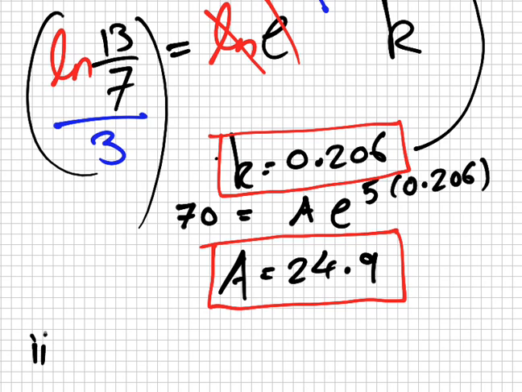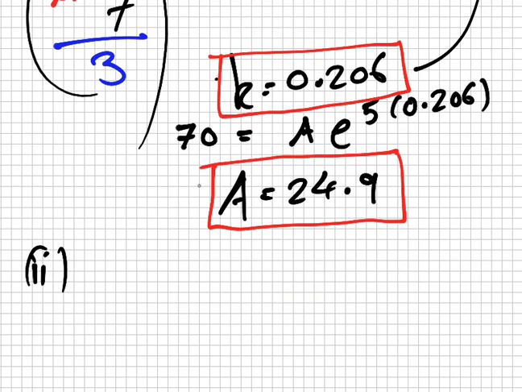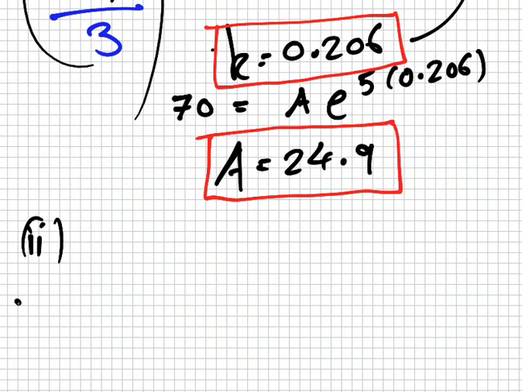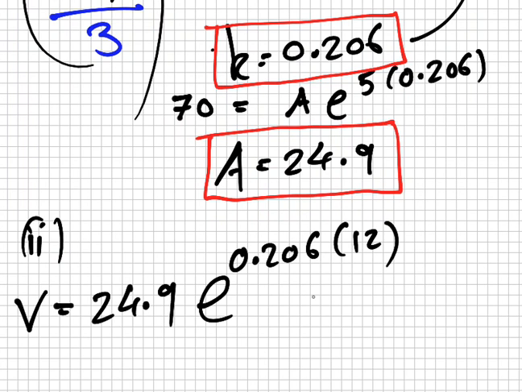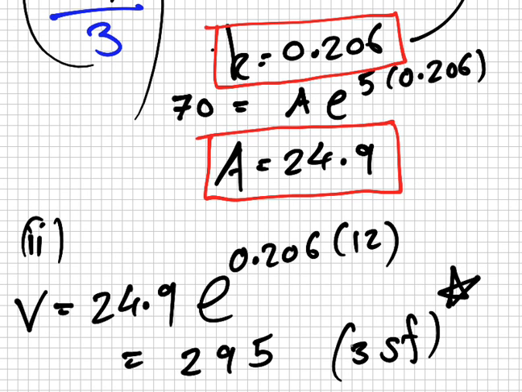Yeah? So finally is to find V when T is 12. So you get V equals A e to the KT. Yeah? Let's just double check. What did you get? It depends how many decimal places you use in the calculation. If I type exactly this in on my calculator, it would come out as 295 if I go to 3 significant figures. So 295 if you go 3 significant figures.